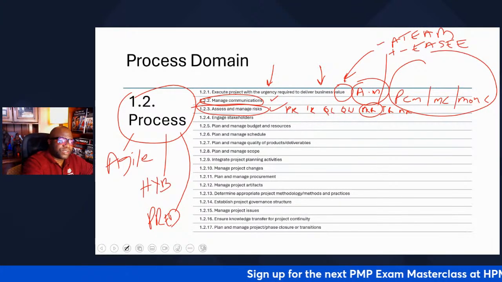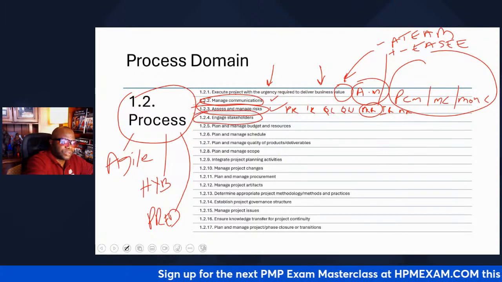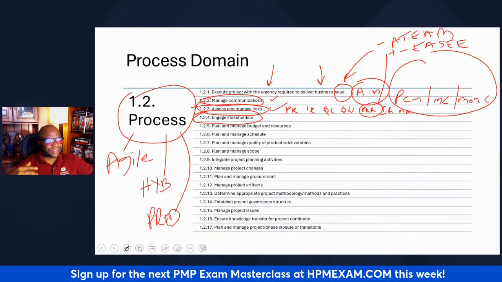Okay. So that's risk management. Going to stakeholders. In the world of the PMI, it's the same thing.